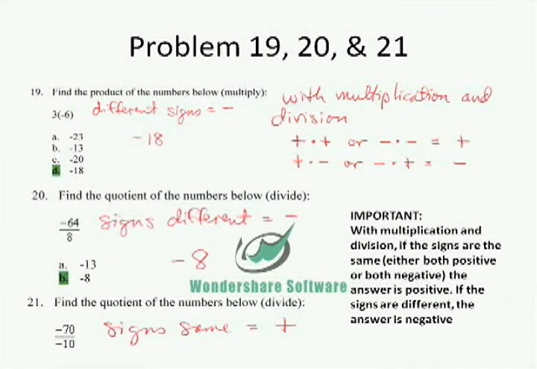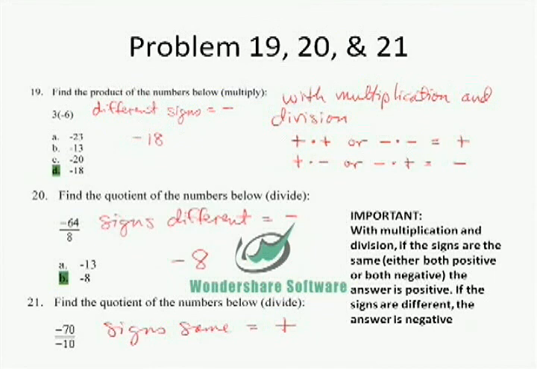So I always try to solve these problems first by just looking at the numbers. It says 3 times negative 6. So 3 times 6 is 18. Then I go back and I look at the signs, and it says a positive 3 and negative 6. The signs are different. So then, since the signs are different, the answer is negative 18. So I always do the numbers first, 3 times 6, and then I look at the signs.